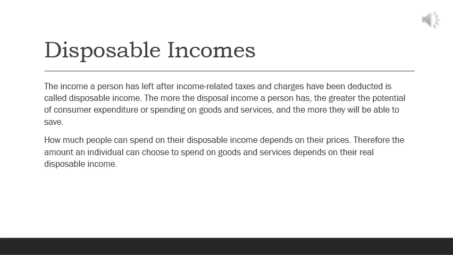Disposable income. The income of a person that has been left after income-related taxes and charges have been deducted is called disposable income. The more disposable income a person has, the greater the potential of consumer expenditure, or spending on goods and services, and they will be able to save more. How much people can spend on their disposable income depends on prices. Therefore, the amount an individual can choose to spend on goods and services depends on their real disposable income.